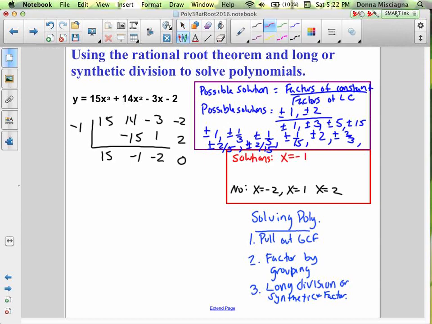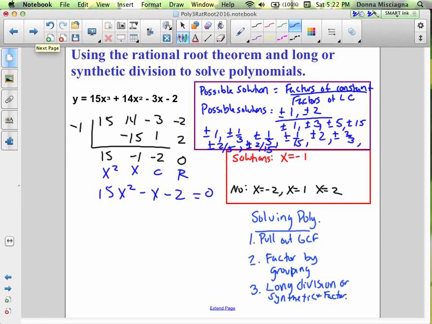All right, and now we'll factor the rest. This is just a quadratic expression. Let's just use factor by grouping for quadratics. All right, so a times c. Oh, I should probably write the question down, shouldn't I? Yes, I should. All right, so that 0 remainder tells us that this is a factor. So we have 15x squared minus x minus 2. Remember, setting that equal to 0 to solve.